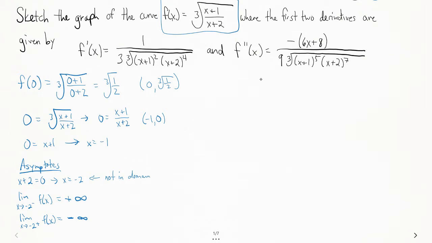And the other piece that we're going to need here is our good old-fashioned horizontal asymptotes.